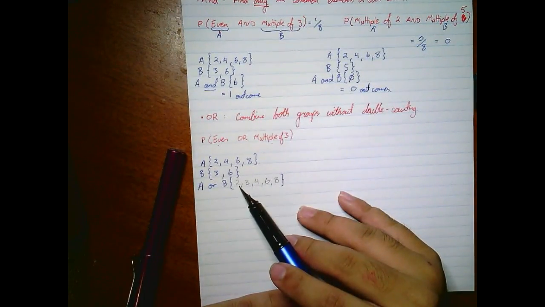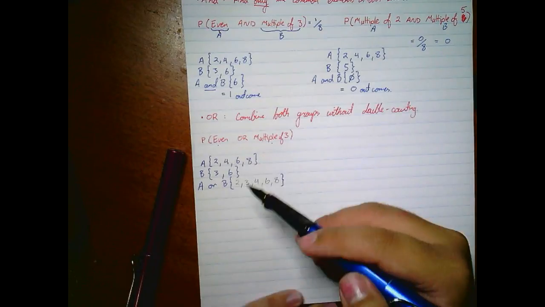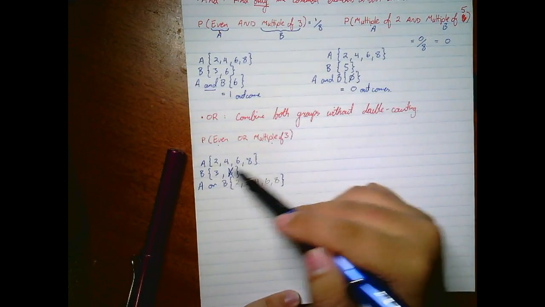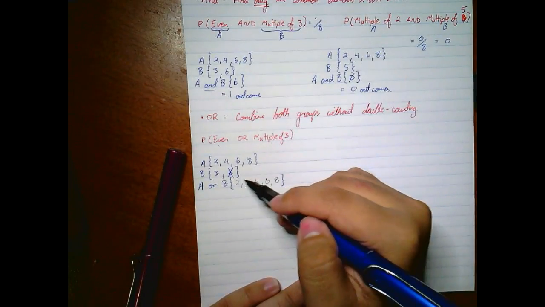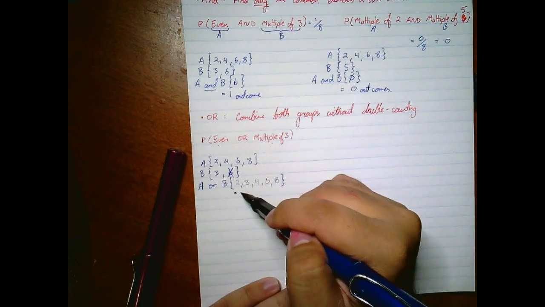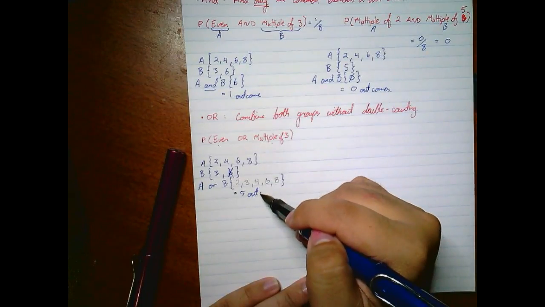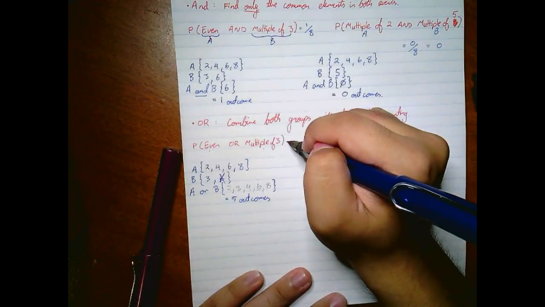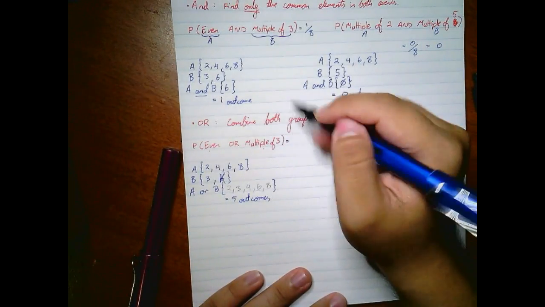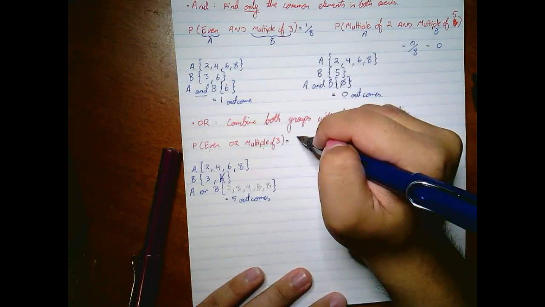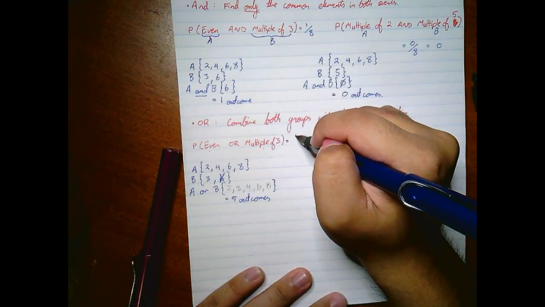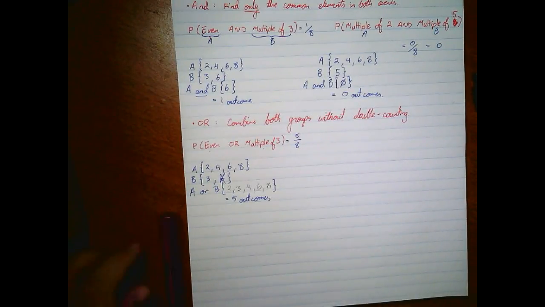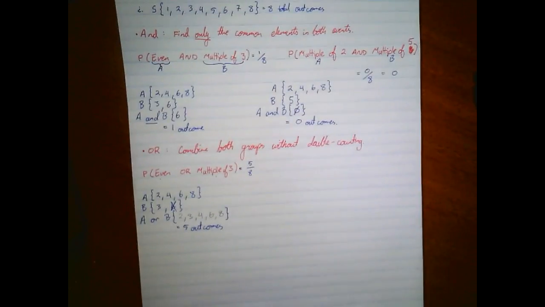Okay, so make sure we don't double count. The way I do it is I just cross it off once. That way I don't count it again, which gives us 1, 2, 3, 4, 5. That is 5 outcomes, which also gives us a probability of an even or a multiple of 3 of 5 out of 8. Let's go with another one.